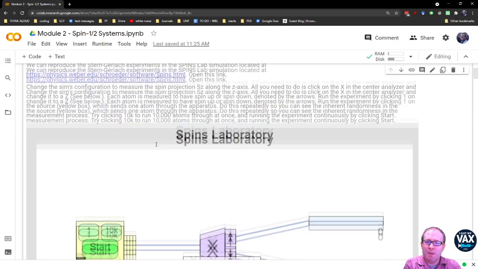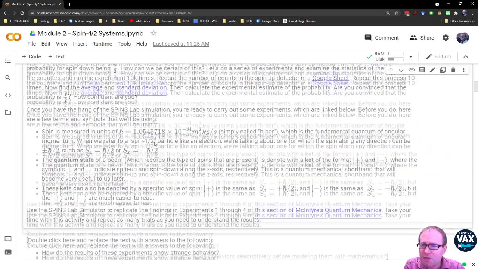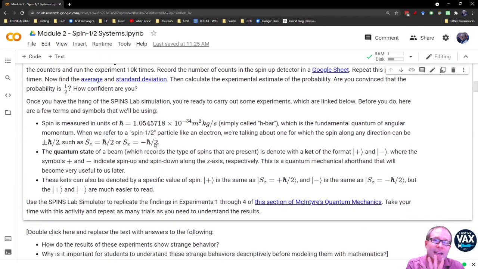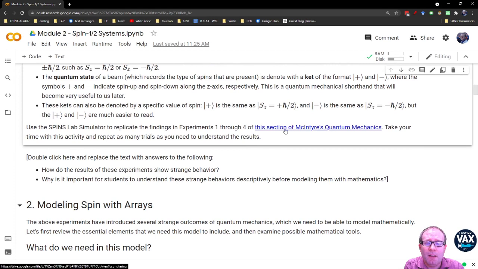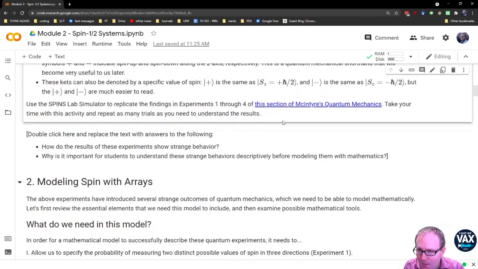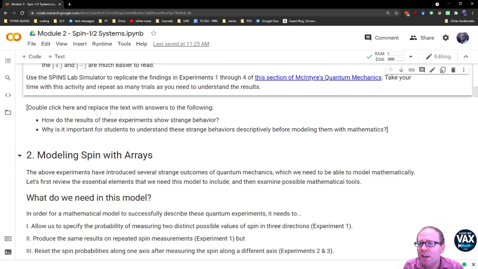But what you're going to be doing with this setup is following along with 4 key experiments involving electrons and spin. I'm going to let you read that out of the PDF we have here. That's a scan of McIntyre's Quantum Mechanics, so just a few pages out of that walks you through these 4 experiments that we would like you to try out. And then we do have a section here where you can double click and add your answers to these couple questions just about the strange behavior that you see in these experiments.